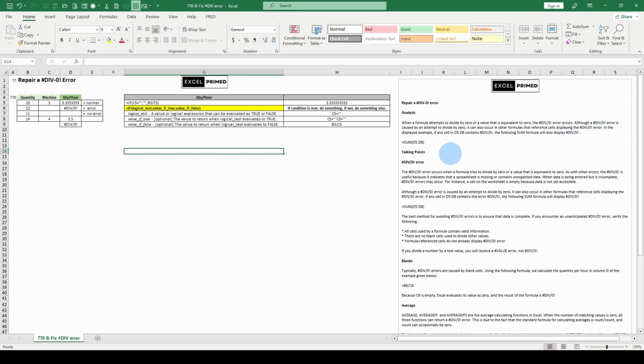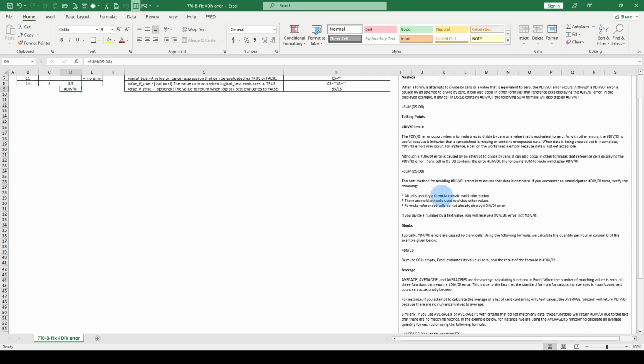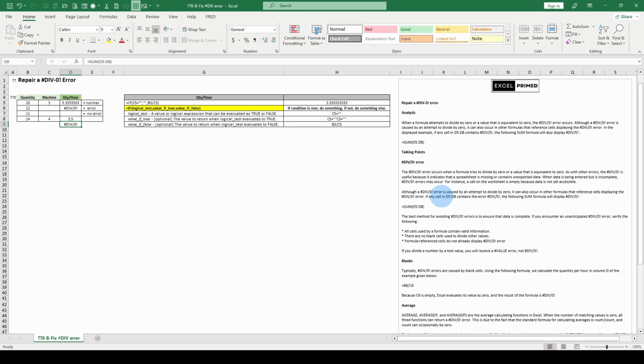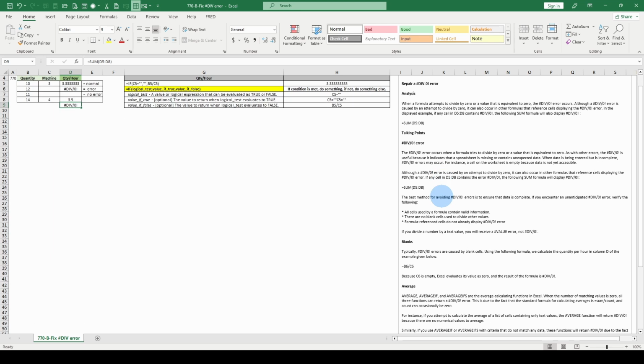Although a div error is caused by an attempt to divide by 0, it can also occur in other formulas that reference cells displaying the div error. Okay, right here, we have a div error because we're running into the div error. The best method for avoiding div errors is to ensure that the data is complete. If you encounter an unanticipated div error, verify the following.